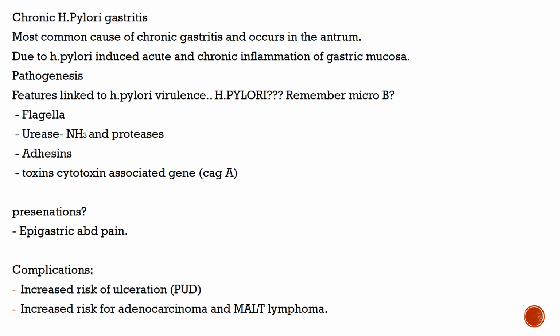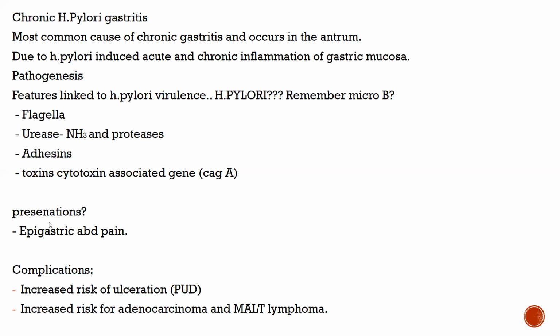It doesn't get recognized as being here because the acid will kill it. Remember, acid is used for immunity. So the base, which is the ammonia being produced, will neutralize the acidity. The adhesins help the bacteria attach to the foveolar cells, and then there's the cytotoxin associated gene. This is a toxin now.